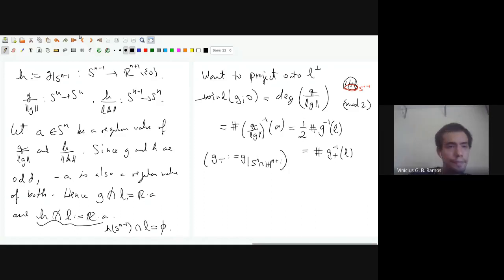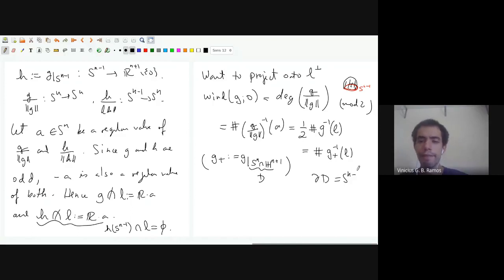Okay, great. Mod 2. So now we can do what I had said before. We can project, let me call this D. And the great thing is that the boundary of D is just this equator. And you see why this is going to be useful. So now I just project from Rn+1 to the orthogonal complement of L. So this is the orthogonal projection.